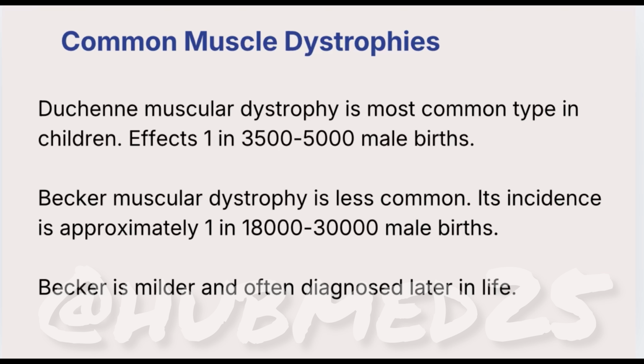There are two common types of muscular dystrophies. Duchenne muscular dystrophy is the most common muscular dystrophy in children. It affects around 1 in 3,500 to 5,000 male births. Becker muscular dystrophy is less common. Its incidence is approximately 1 in 18,000 to 30,000 male births. Becker is milder and often diagnosed later in life.